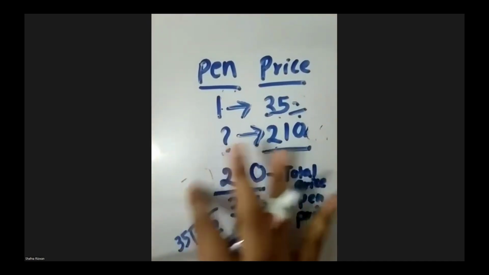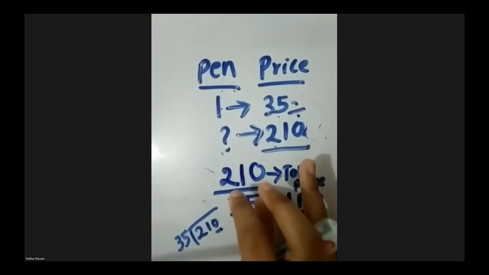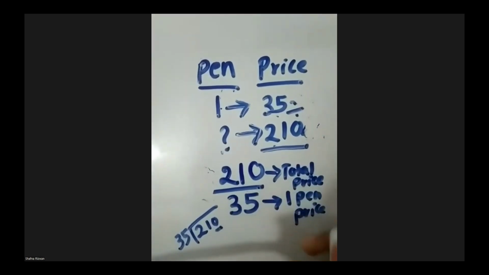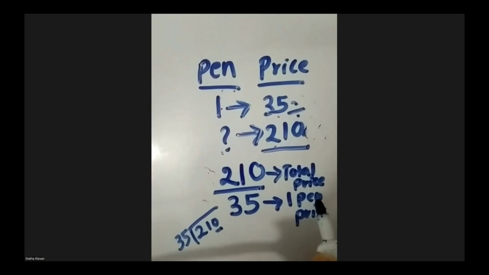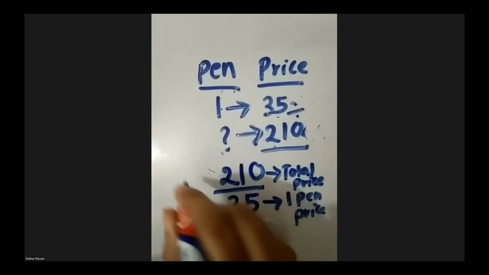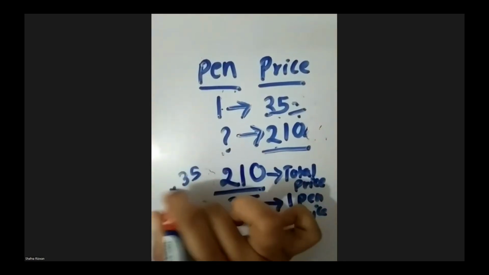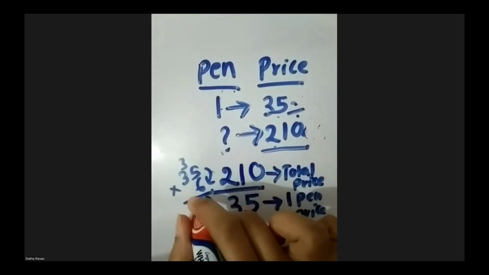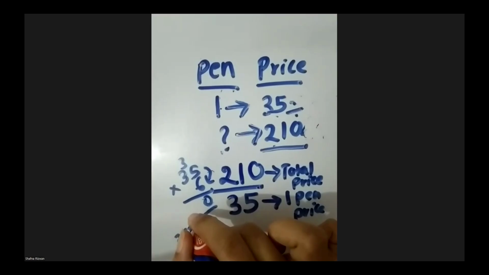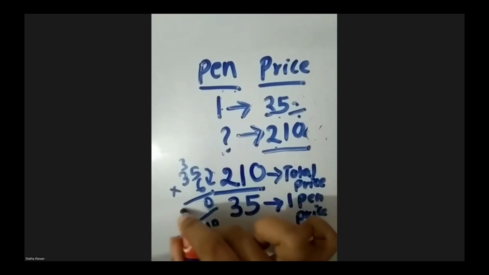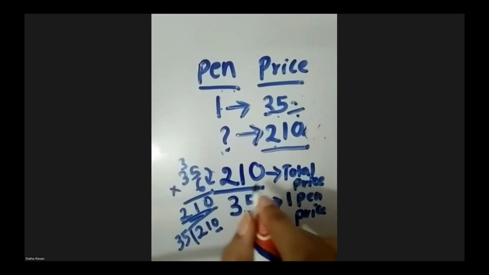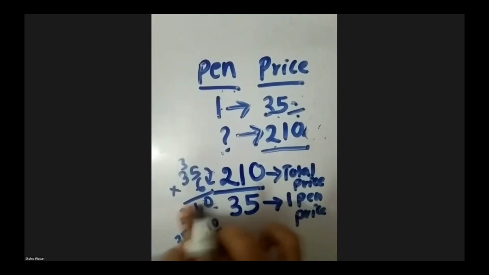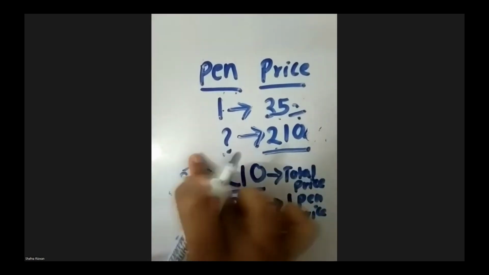Then if you take 3 fives 15, 4 fives 20, 5 fives 25, 5 sixes are 30. We can take 6, no? See here, 35 multiplied by 6. 5 sixes are how much? 30. 6 threes are 18. 18 plus 3 is how much? 21. Then we are getting 210. 35 if you multiply by 6 you are getting 210.